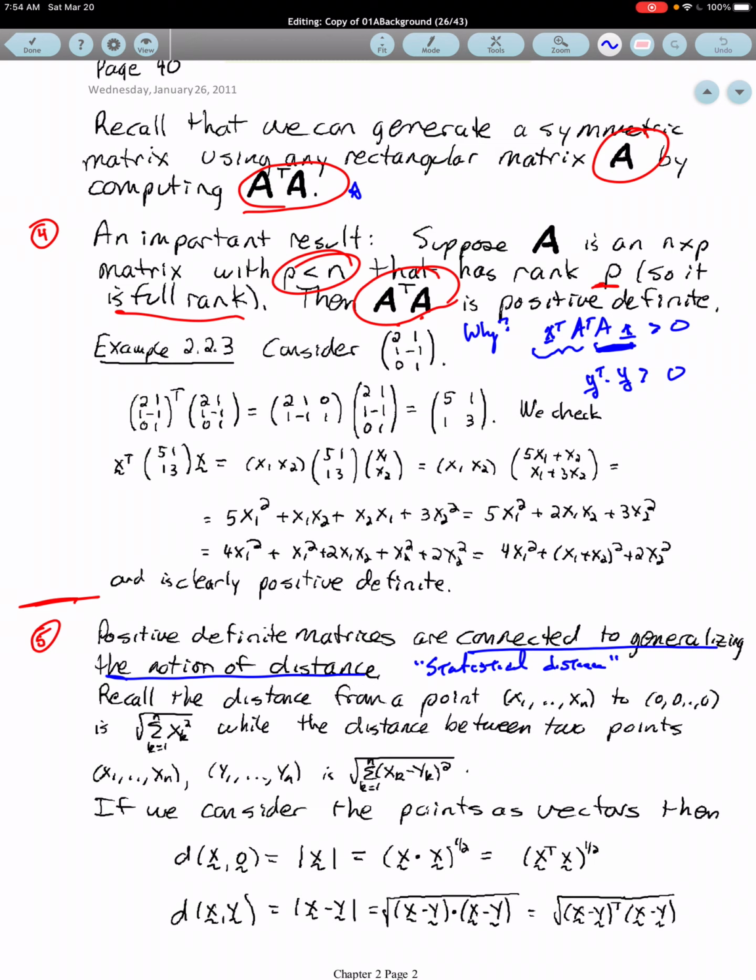Okay, so this is the lecture to replace the one on Thursday. Where we left off was we were talking about special matrices.